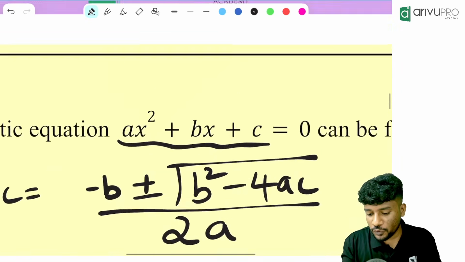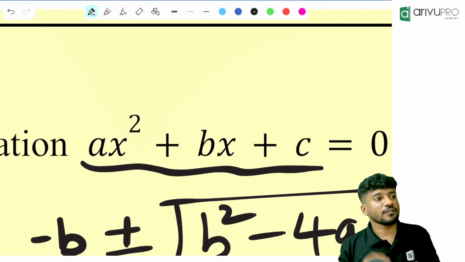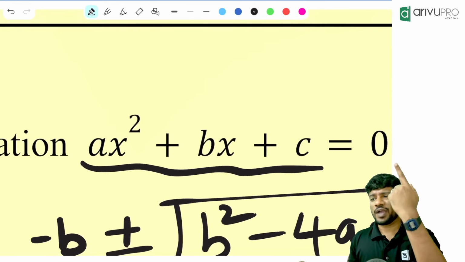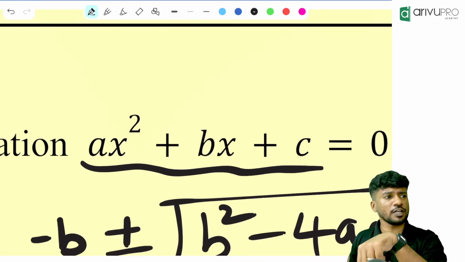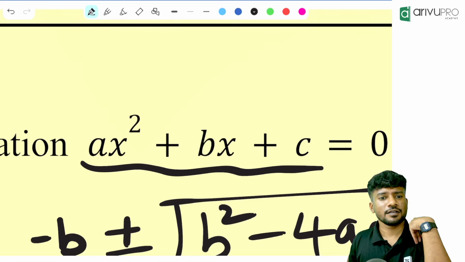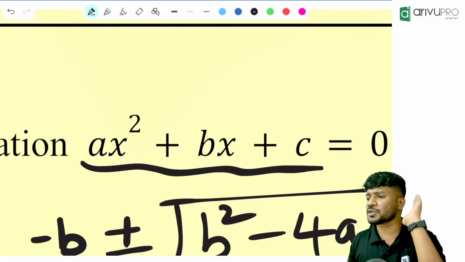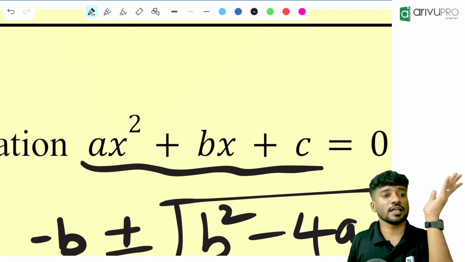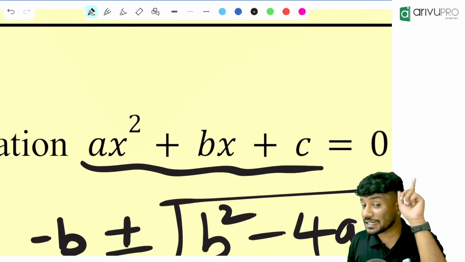So, solution for this equation means what? If I substitute, for example, x value is 1, if I put 1 over here, what will happen? The entire equation should be equal to what? 0. LHS and RHS should be equal to 0. That is called a solution.